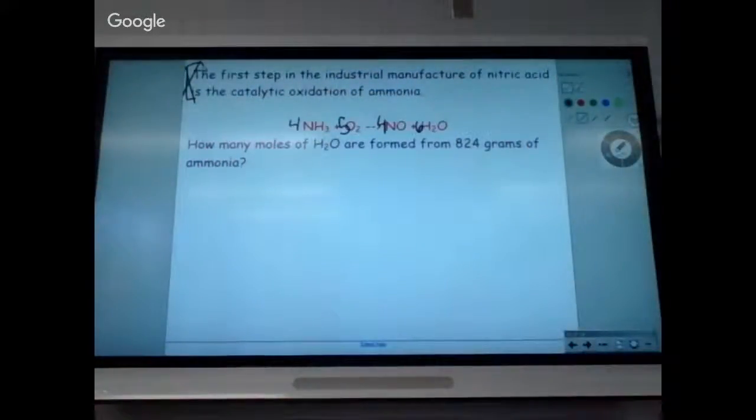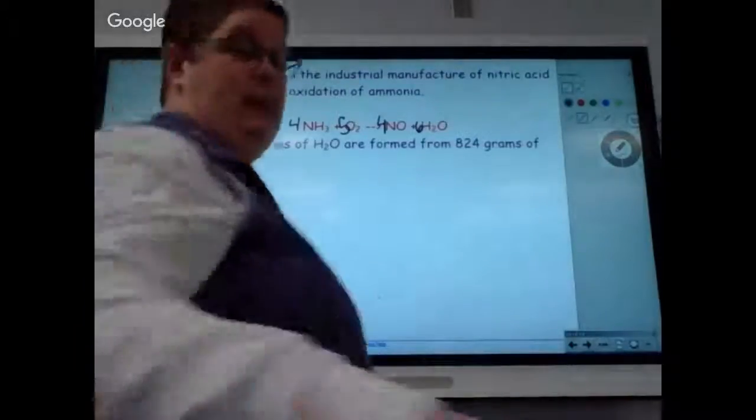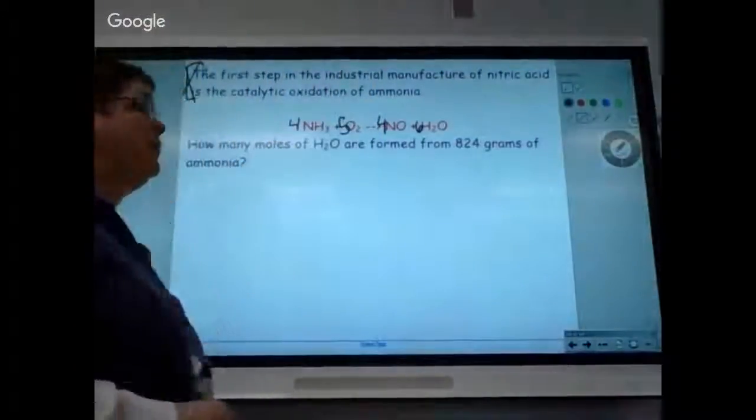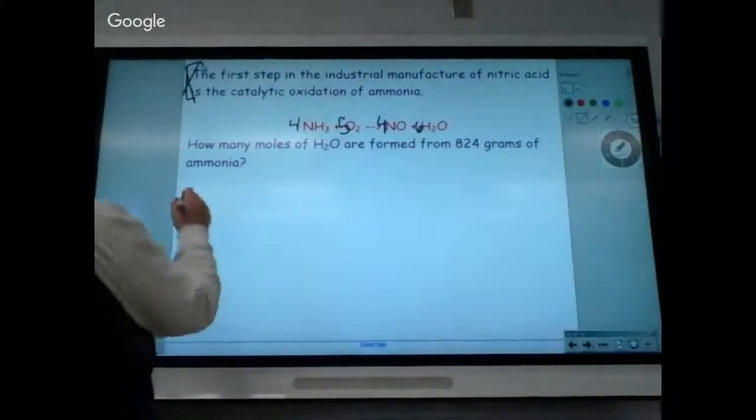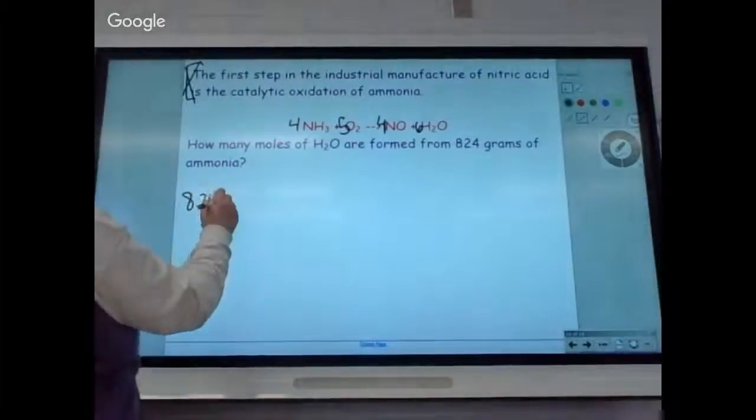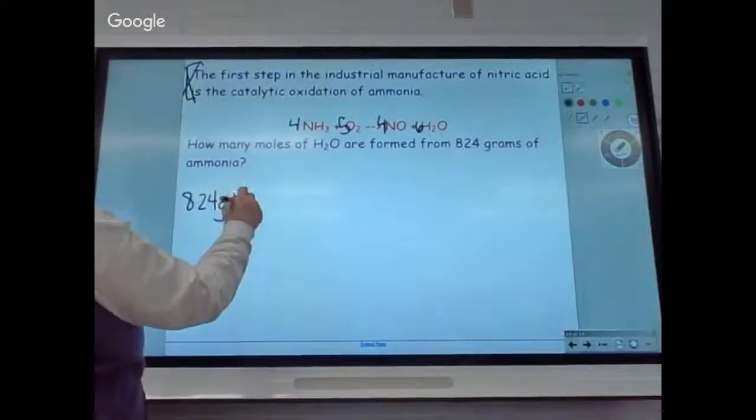All right. Questions. Yeah, I was wrong. This is why I told you to balance. Several people struggled with that one or something similar on the test. It wasn't identical to one on the test, but several people had issues. All right, so we have 824 grams of ammonia.